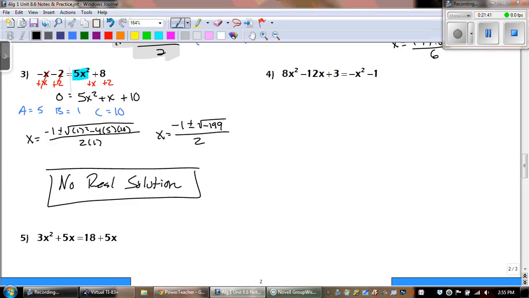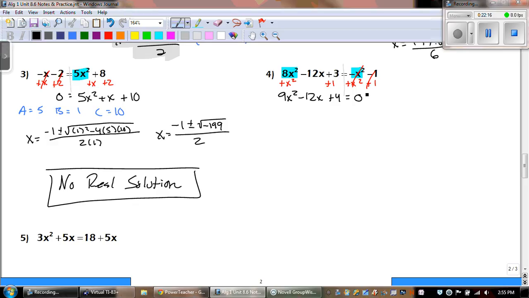All right, number 4. Look at your quadratic terms. Which one do we need to move? Hopefully you're saying the x squared. Okay, and then when we do that, we get 9x squared minus 12x plus 4 equal to 0. Okay?